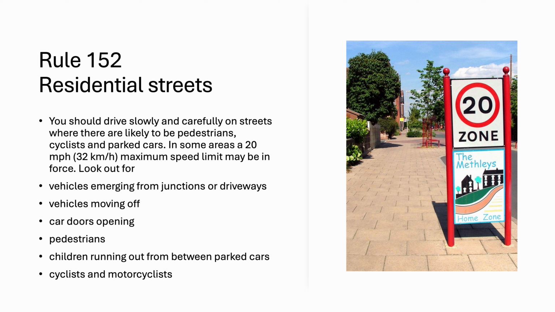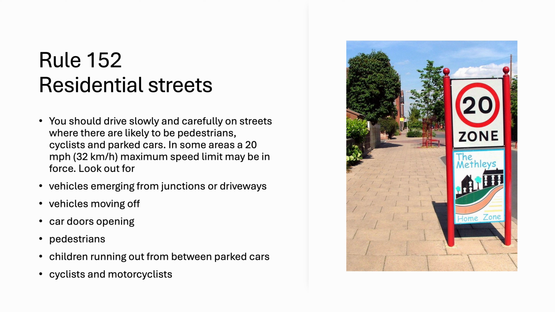Driving in built-up areas. Rule 152. Residential streets. You should drive slowly and carefully on streets where there are likely to be pedestrians, cyclists and parked cars. In some areas, a 20 mph maximum speed limit may be in force. Look out for vehicles emerging from junctions or driveways. Look out for vehicles moving off, car doors opening, and pedestrians. Look out for children running out from between parked cars, and look out for cyclists and motorcyclists.